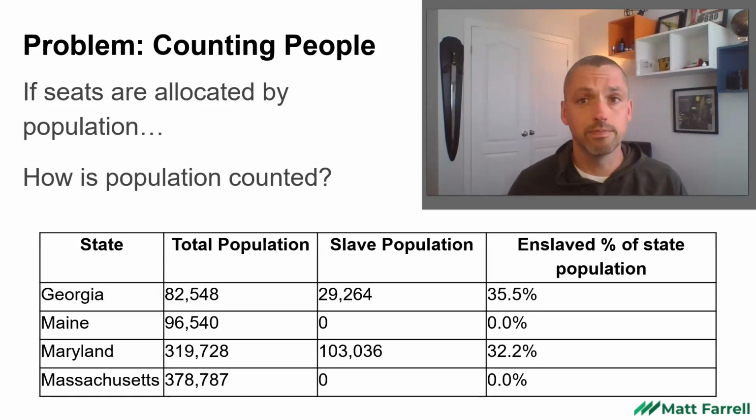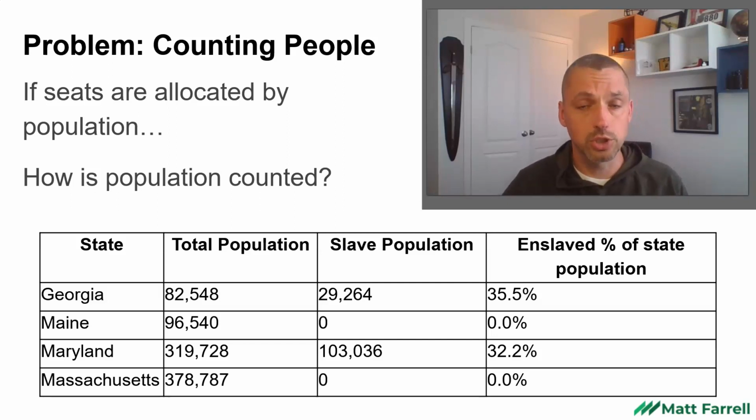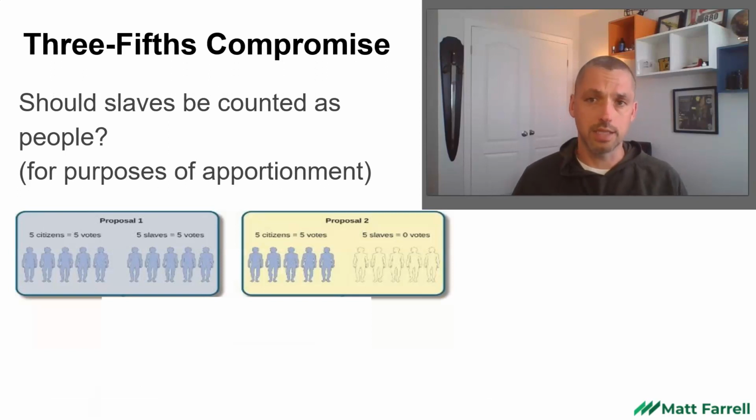Same goes for Maryland versus Massachusetts. Again, roughly the same total number of seats if they were based on total population. However, almost a third of Maryland's population is enslaved. Should their representation in Congress be reduced by that? They would argue that no, it shouldn't. So this was a big sticking point. There were 2 very different versions of counting people for the purposes of apportionment. That means to determine how many seats each state would have.